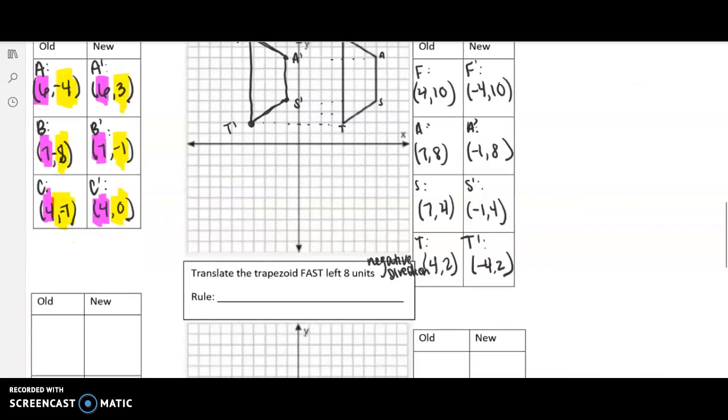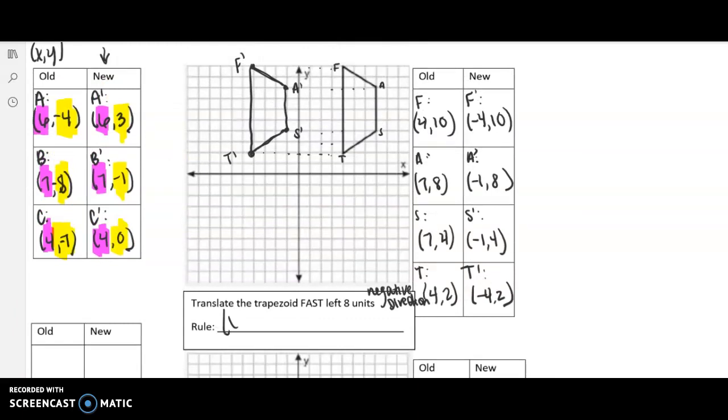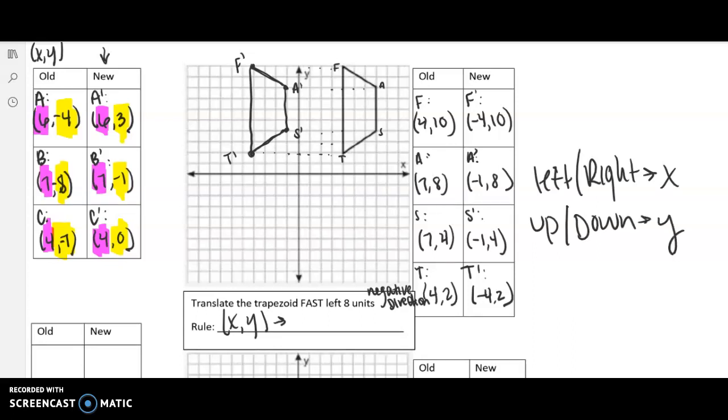All right, so when writing my rule, remember we always start with our old xy point changes to, that's what the arrow means. Remember, left slash right affects my x, and up slash down affects my y. So it says that I'm moving left 8, so that means it's going to affect my x. So I'm going to do x minus 8, and then nothing happened to my y. It didn't say move up or down, so I just keep my old y point. So that's why my y points all still match. So now check your points and make sure it matches your rule.